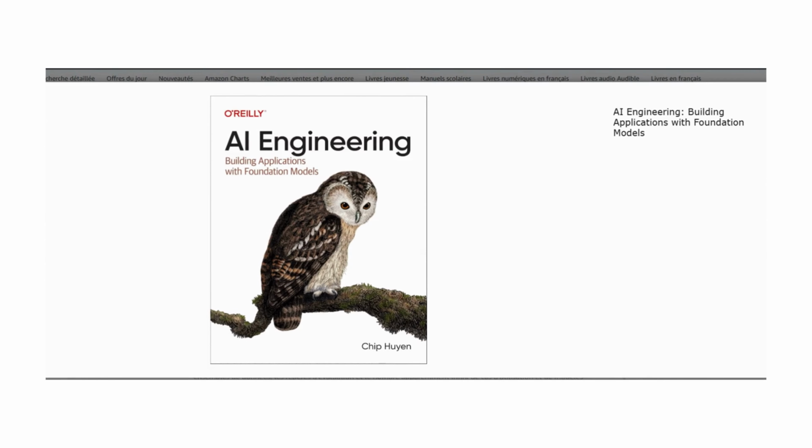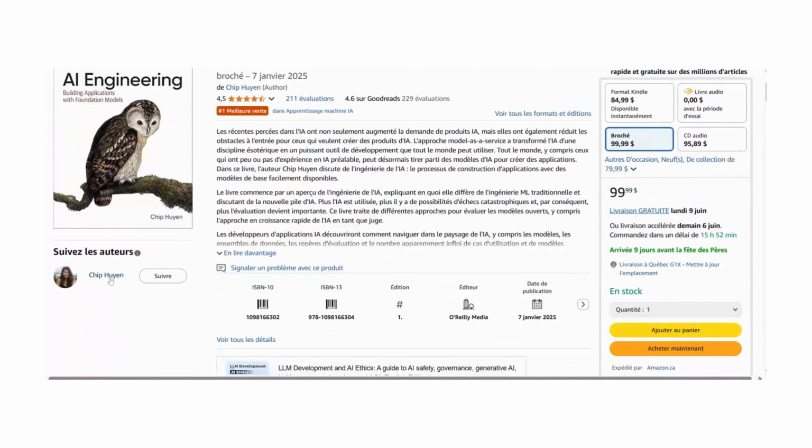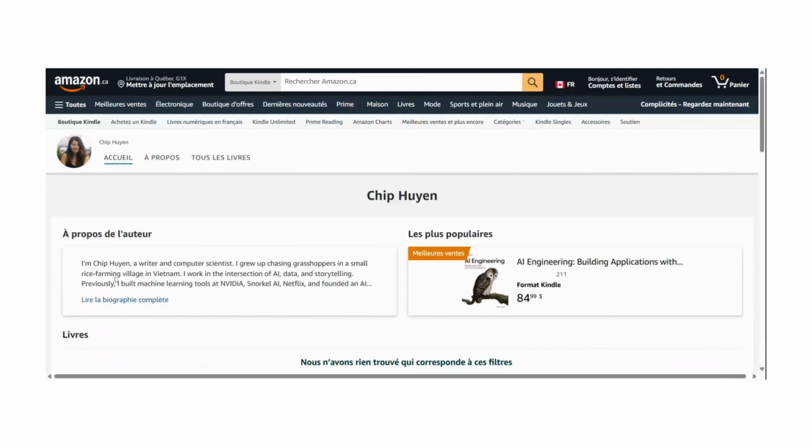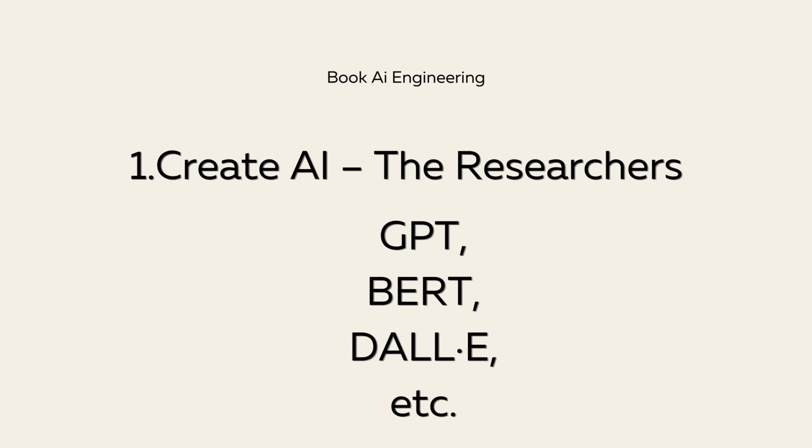From the book AI Engineering by Chip Huyen, there are 2 specialties in AI. The first specialty is to create AI. The researchers, they invent the new models like GPT, BERT, DALL-E. Think of them like the scientists of AI. They work on massive data sets and publish papers.